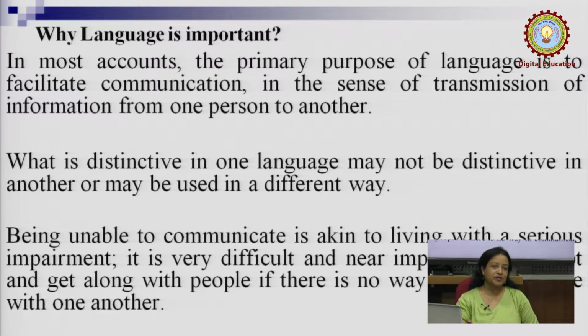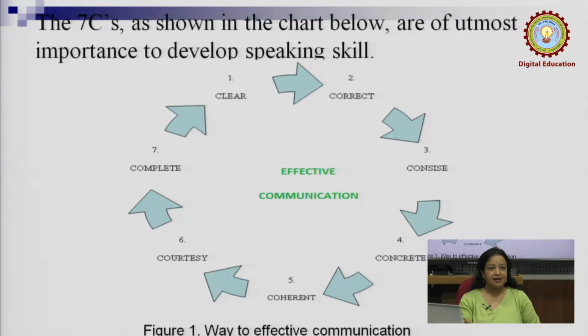Why is language important? In most accounts, the primary purpose of language is to facilitate communication in the sense of transmission of information from one person to another. What is distinctive in one language may not be distinctive in another or may be used in a different way. So, being unable to communicate is living with a serious impairment. It is very difficult and near impossible to adapt and get along with people if there is no way to communicate with one another. So, before going into the main discussion, let us see what constitutes effective communication.